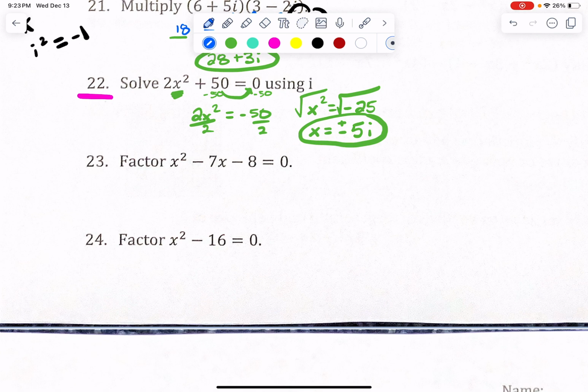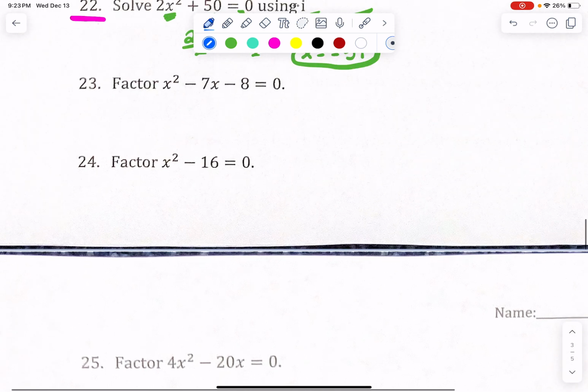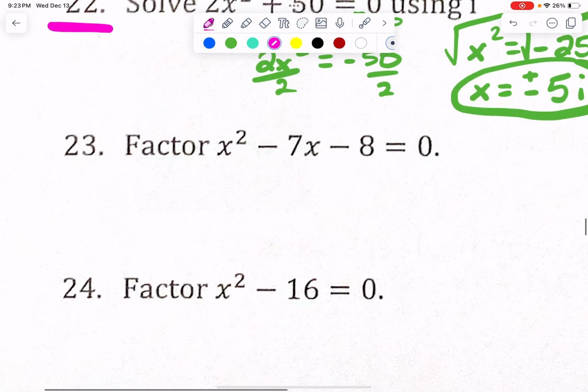All right, 23, 24, 25, 26, those are all factoring. So these are the different types of the 4 main factoring methods that I'm going to make you do. I won't have you do like sum of cubes or difference of cubes like we did this last chapter with that formula. But this one is a simple trinomial, so those are ones that we're going to do.